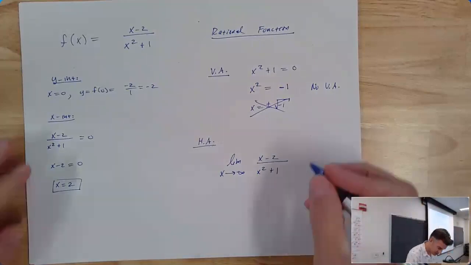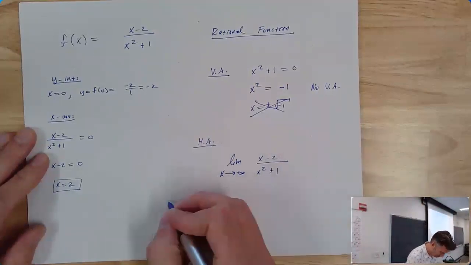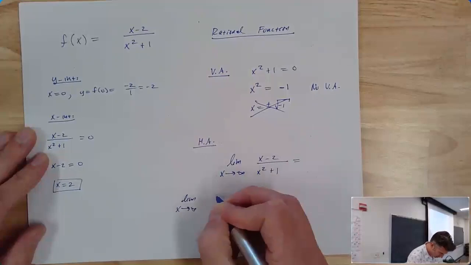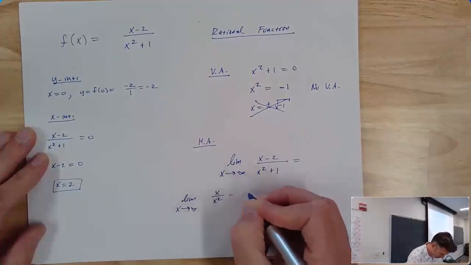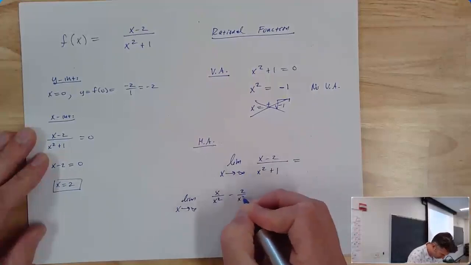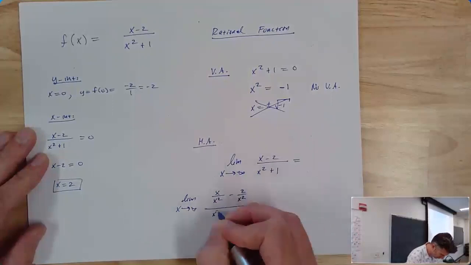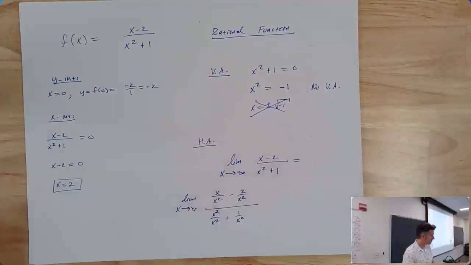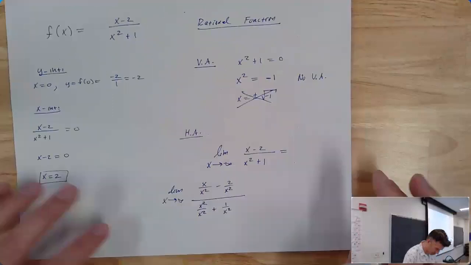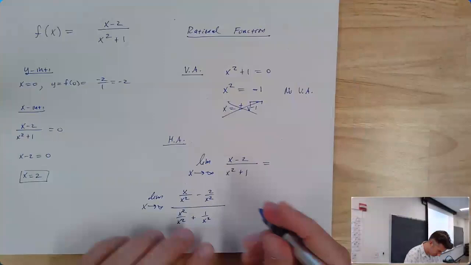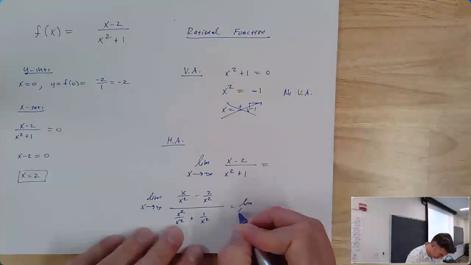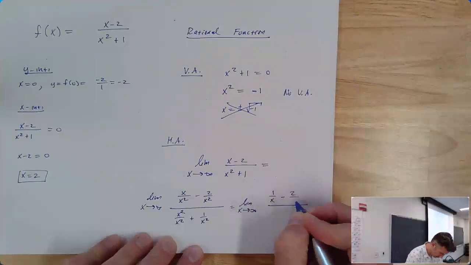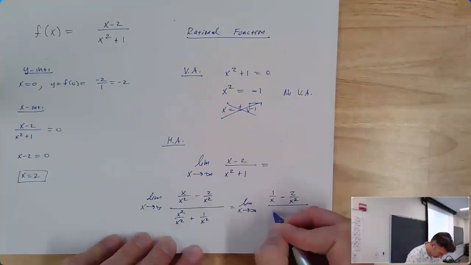Let's see what happens. So if I divide everything by x squared, with the limit as x goes to infinity, and x divided by x squared minus 2 divided by x squared over x squared divided by x squared plus 1 divided by x squared. I'm going to simplify. I'm going to get the limit as x goes to infinity of 1 over x minus 2 over x squared over x squared over x squared, which is 1 plus 1 over x squared.